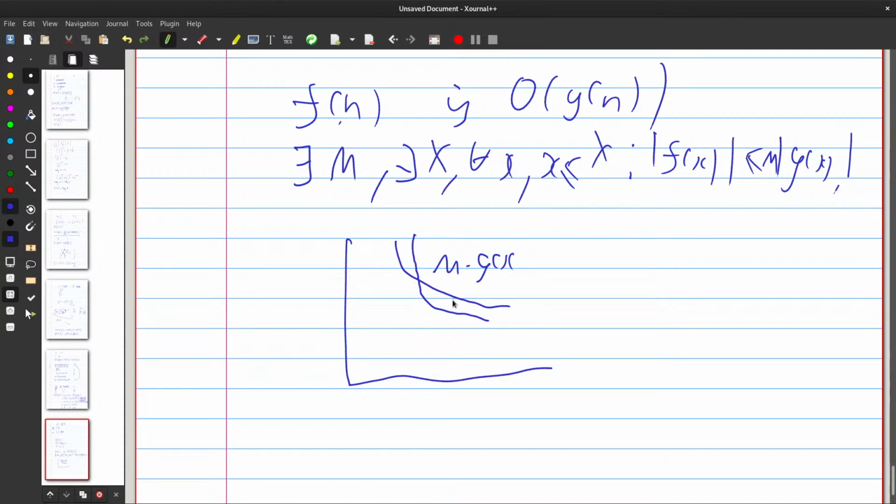What I'm saying is at some point it will be below here. We can pick any x. It doesn't have to be at the crossover point. We can pick x here. All I'm saying is there exists some capital X, and then for all x after this function stays below this one. That's all we're saying.